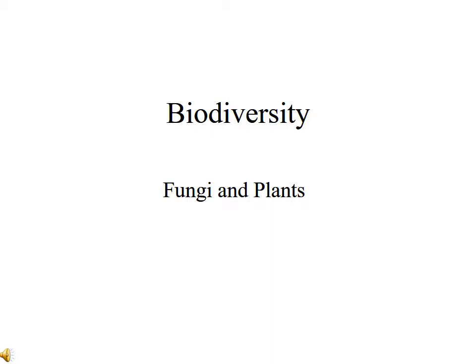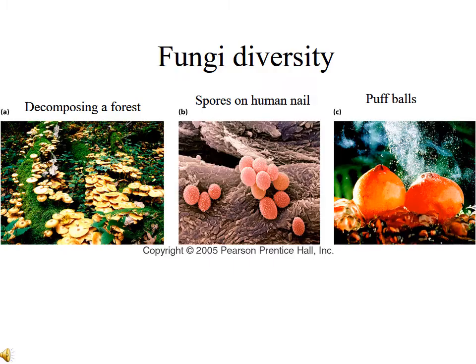Continue looking at biodiversity. We're going to be looking at fungi, plants, and animals. Again, remember, fungi, plants, and animals all are made up of eukaryotic cells. As you can imagine, when we look at fungi, they are quite diverse.